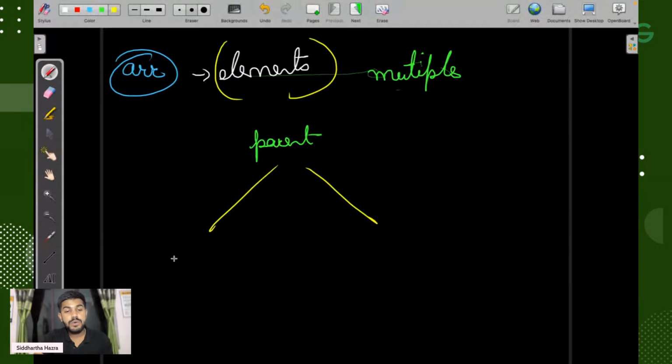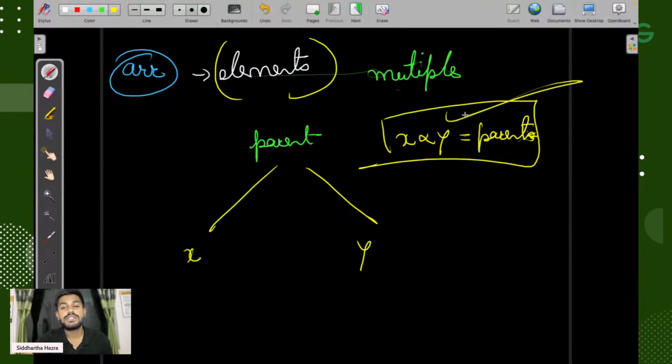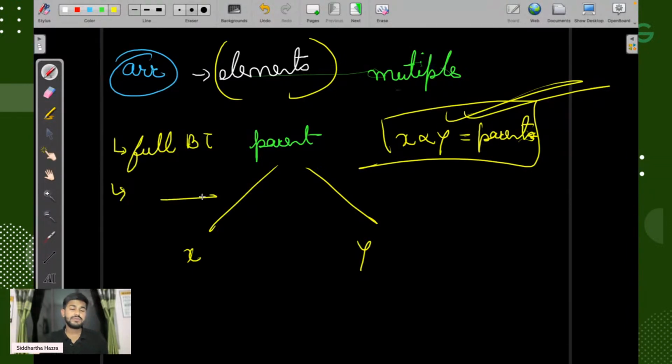Suppose this is equal to x and y, then x multiplied by y should be equal to the parent, and this should be true for all the nodes if they have children. So there are two conditions. The first condition is that it should be a full binary tree. The next condition is this one.